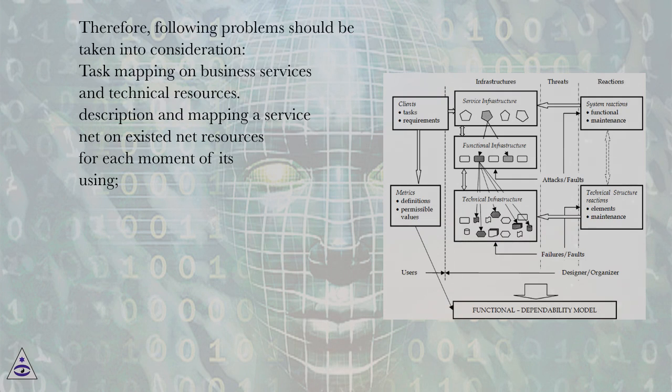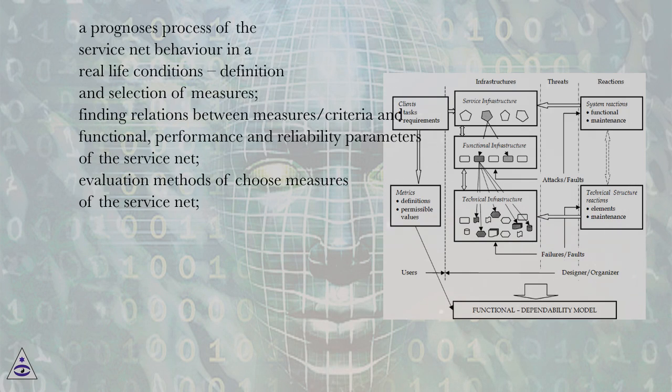Task mapping on business services and technical resources. Description and mapping a service net on existing net resources for each moment of its using. A prognosis process of the service net behavior in real-life conditions, definition and selection of measures. Finding relations between measures/criteria and functional, performance and reliability parameters of the service net. Evaluation methods of chosen measures of the service net.